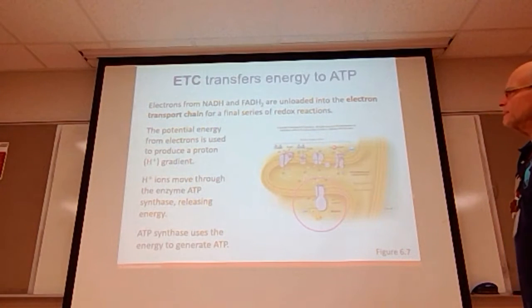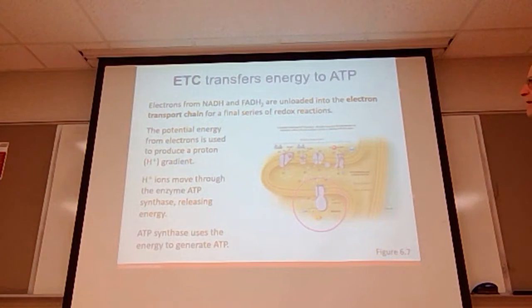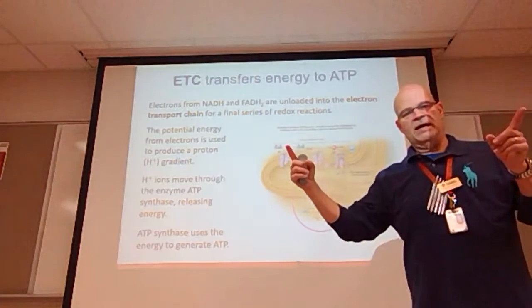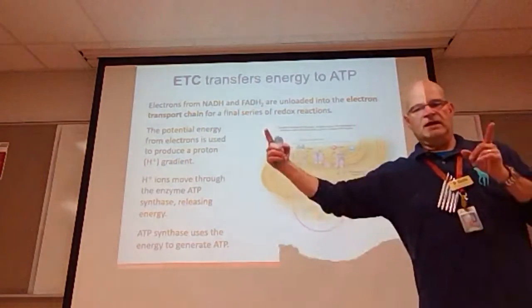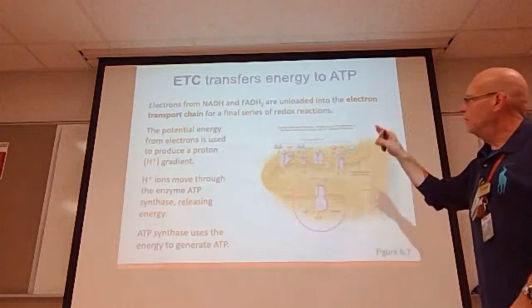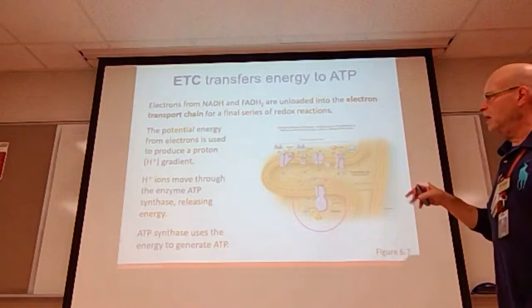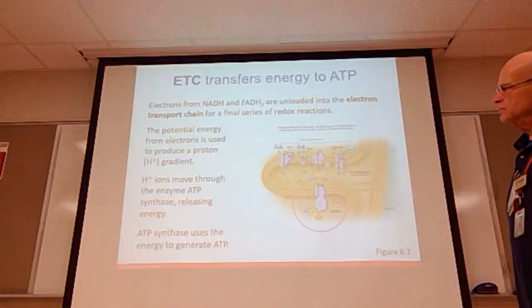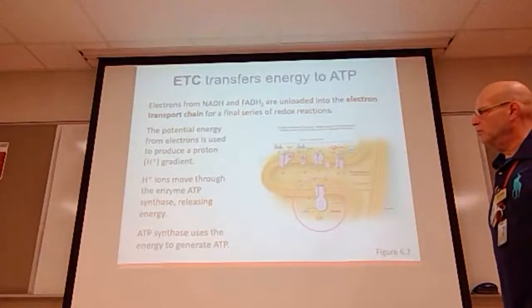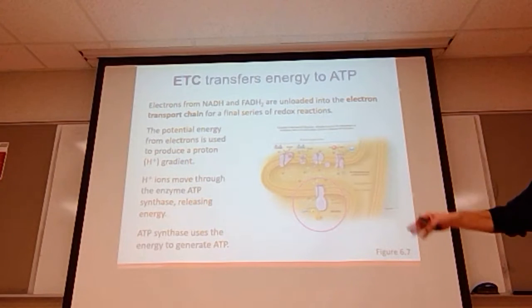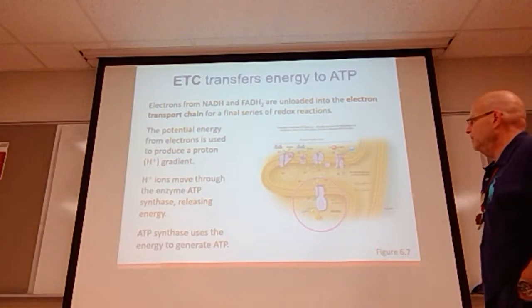The electron transport chain: the electrons that are bound up in the NADH and FADH2. And again, you can look these up in your textbook if you'd like. NAD is a word, it's nicotinamide, blah, blah, blah. It's about that long. FAD is a word about that long. So we're just going to go FADH2 and NADH. Their electrons are unloaded. Potential energy is used to produce a proton or a hydrogen gradient. The hydrogen ions will then move through the enzyme ATP synthase, releasing energy. And each time that energy is released, we generate an ATP.